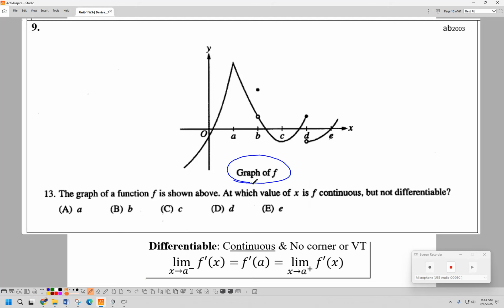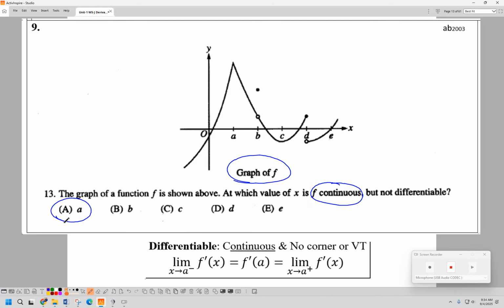It says at what value of x is f continuous? Don't read slow. Do little things at a time. So let's just check this for a minute. Where is f continuous? So everybody raise your hand. Is f continuous at x equal a? Let's go, Cole. Yes. Cole says yes. Who agrees? Two more.